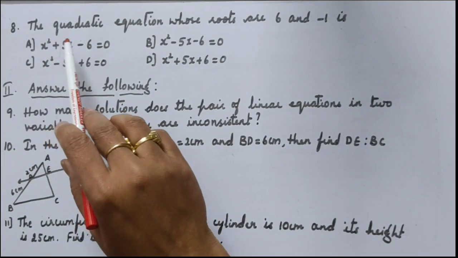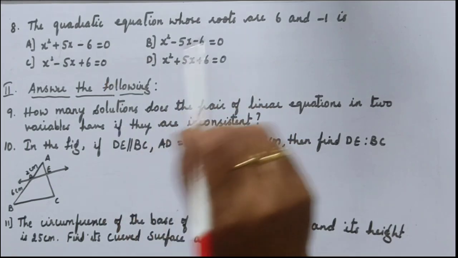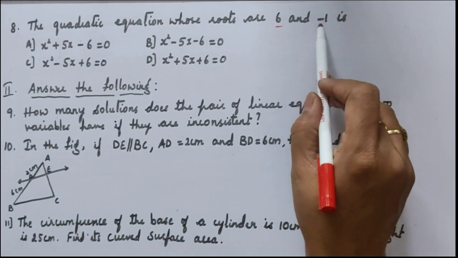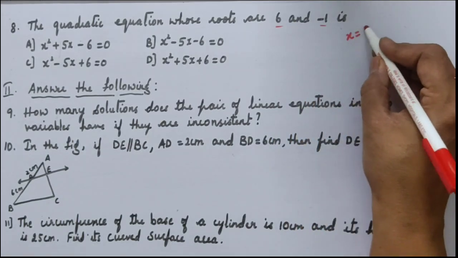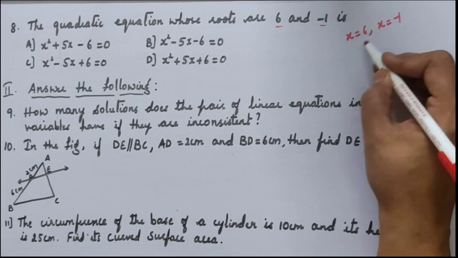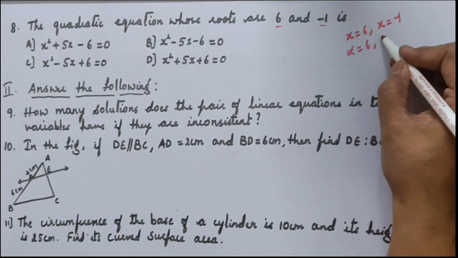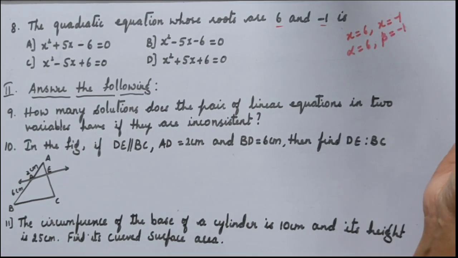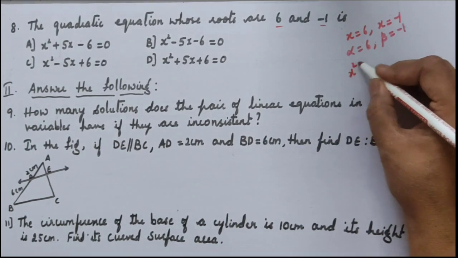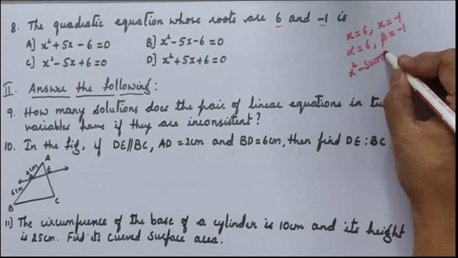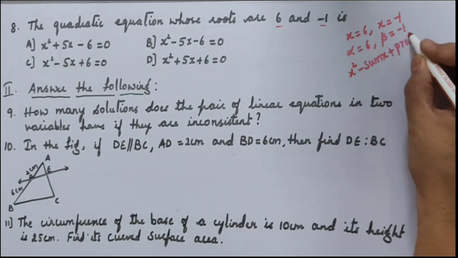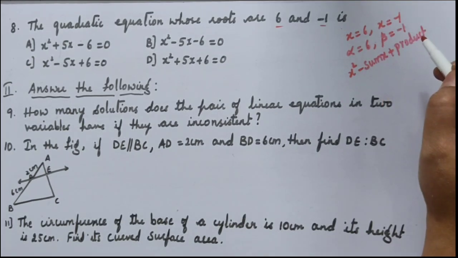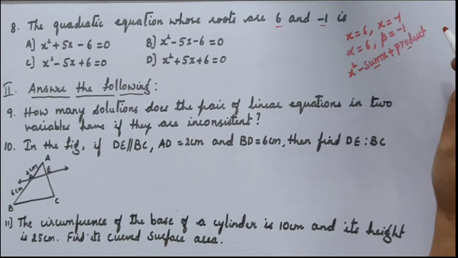The next question is: a quadratic equation whose roots are 6 and -1 is. Now these are the roots. Let us say x equals 6 and x equals -1, so alpha is equal to 6 and beta is equal to -1. Now the formula is x square minus sum of roots times x plus product. I can't just write 6 and -1 here, that will be absolutely wrong, because we need to find the sum and the product.